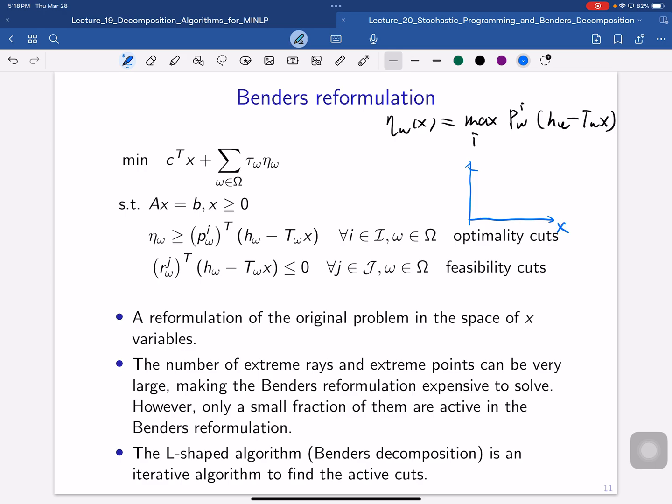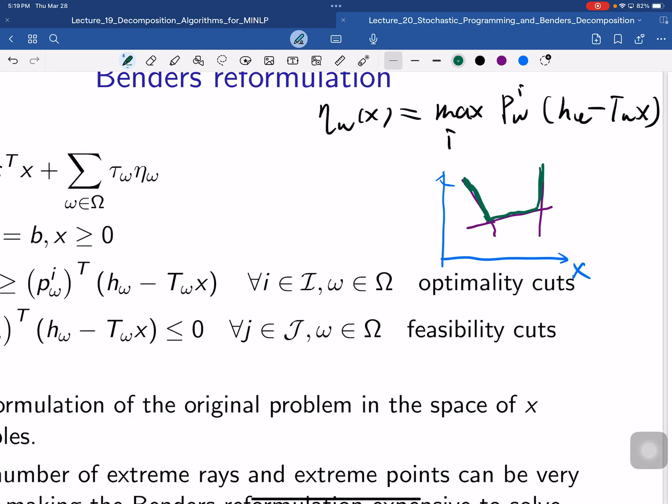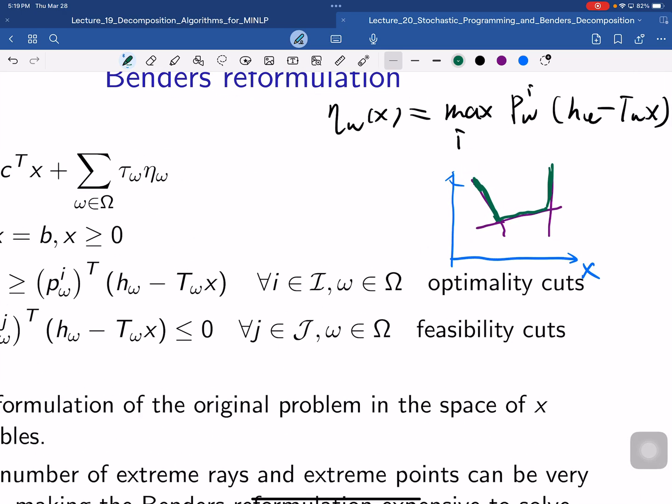You can think about the linear functions as, let's say we have 3 linear functions, and you are taking the max over these 3 linear functions. That will be using green here. So the max of these 3 linear functions is this green function here, right? That's the max of those linear functions.